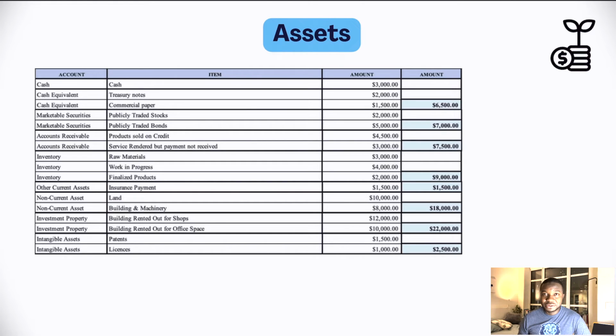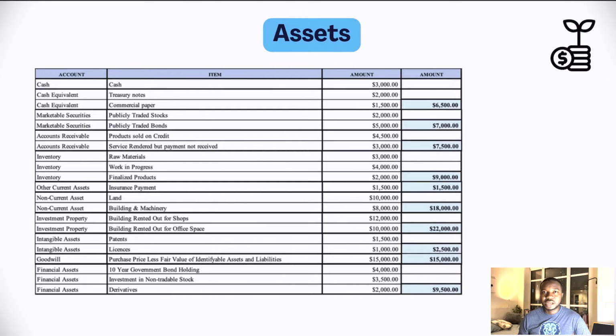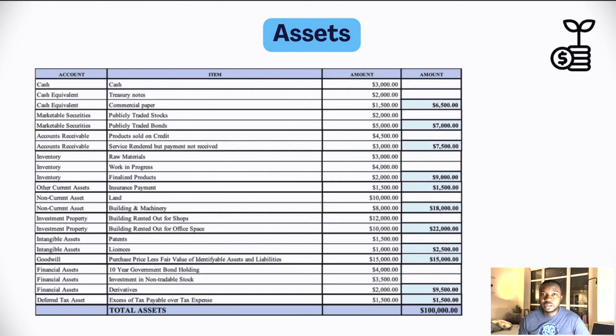At the time the current owners of Company A bought it from the previous owners, the purchase price was $15,000 more than the value of the company's identifiable assets, and this represents the goodwill. Finally, the company has some financial assets which are long-term and includes investments in stocks, bonds, and derivatives which are valued at $9,500. Put together, the value of the company's assets is $100,000.